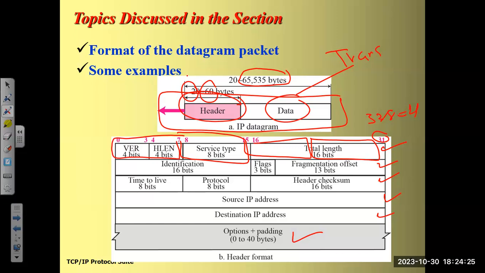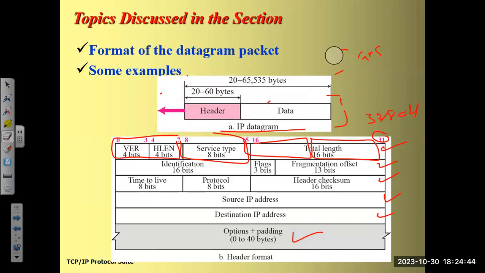From bit 16 to 31, it's giving you the total length of the 16 bit, the total length of that your datagram. So from where I got this number? This number I got from 2 to the power 16. So that's why here it's gonna tell you.